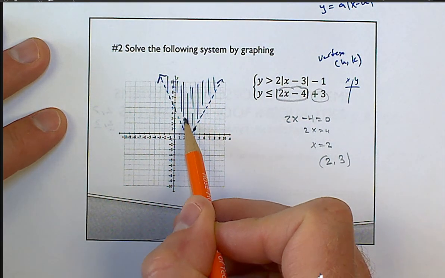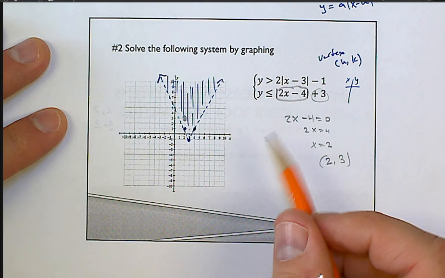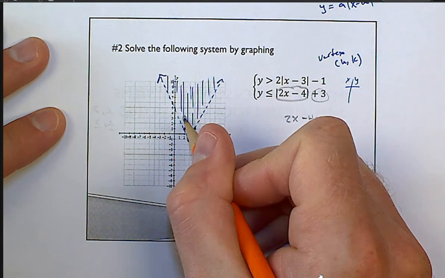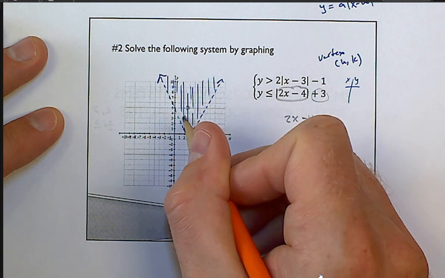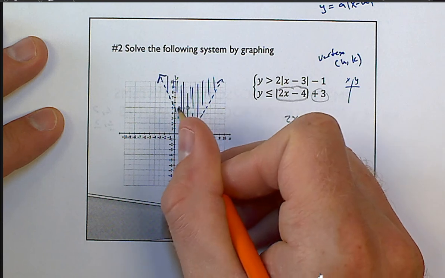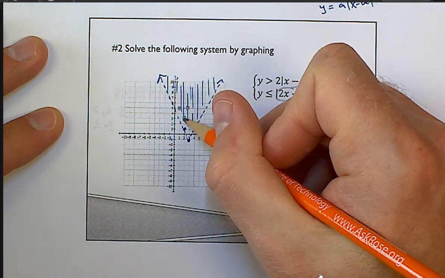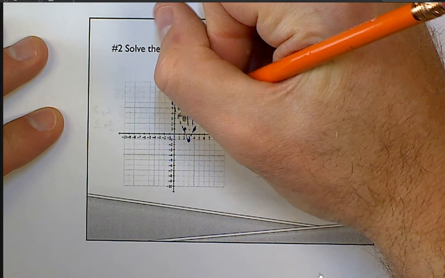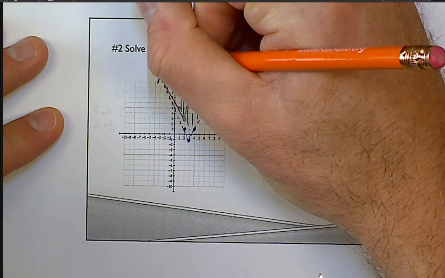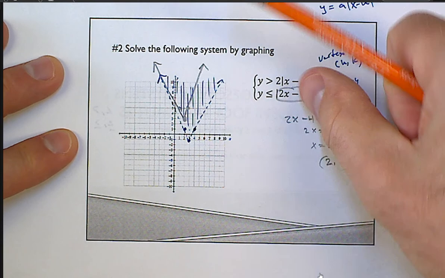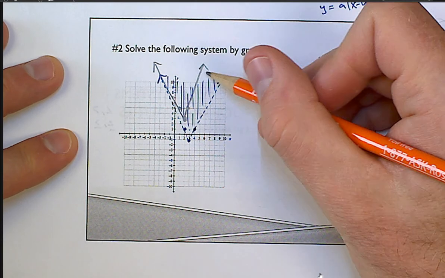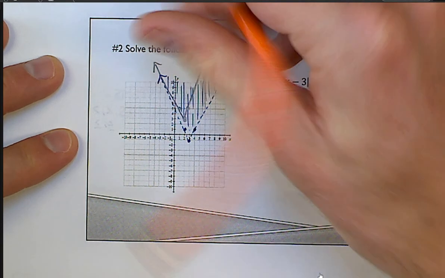There's my vertex there. And my slope is still 2, so I'm going up 2, over 1, and up 2, left 1 there, okay? And this is going to be a solid line. It's going to look something like this. Oops, it's a little off. And then this is less than, right? Y is less than, so I'm going to shade down. This is a little off here.